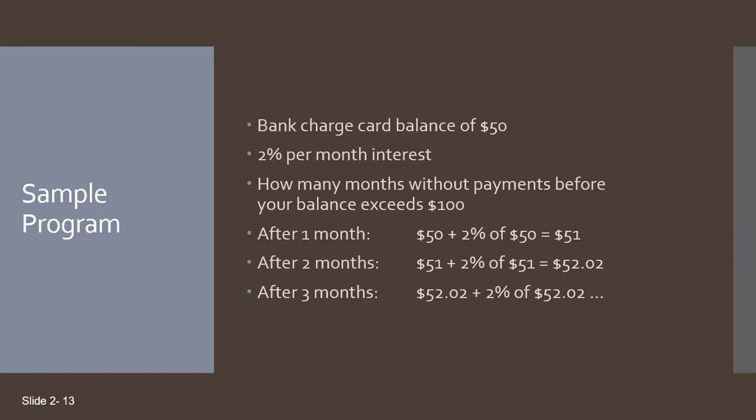In this particular case, you've got a bank charge card with a balance of $50 and you pay 2% per month in interest. How many months would it take before you owed $100 on your card? Well, we could calculate that. You see after 1 month what it would be. Your original 50 plus 2% of it, that would be 51. After 2 months it would be 51 plus 2% of 51, which would be 52.02, and so on and so on. It would build like that.